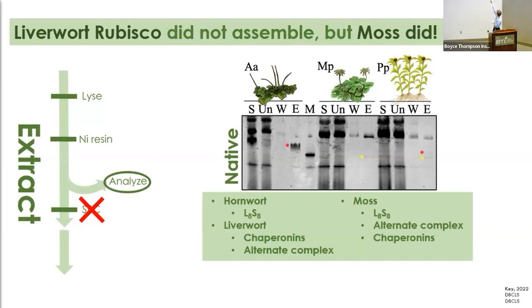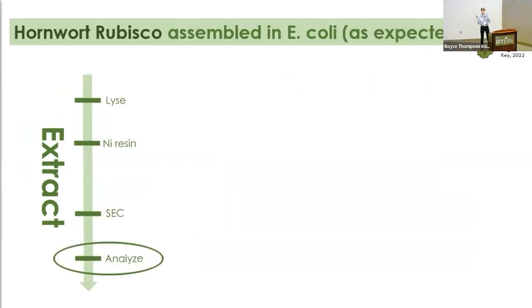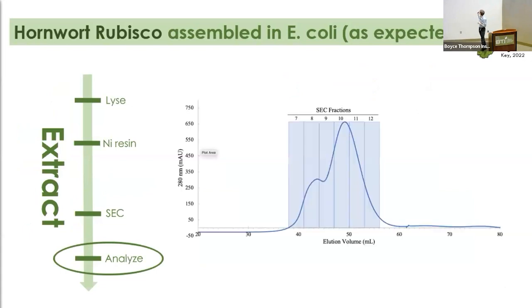And then if we look at the moss, we have 2 bands here. And one of those bands, the fainter one, is the Rubisco, while the other one is most likely an alternate complex with some assembly protein. So from there, I decided to do size exclusion chromatography with the moss and the hornwort Rubiscos, and we'll analyze from there. When you do size exclusion chromatography, you get what's called a chromatogram.